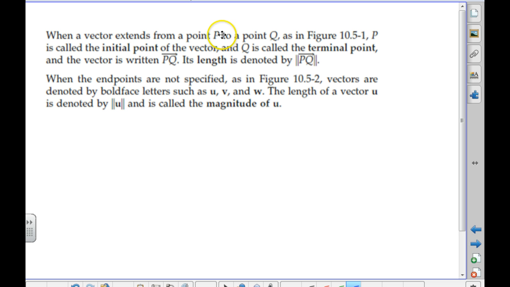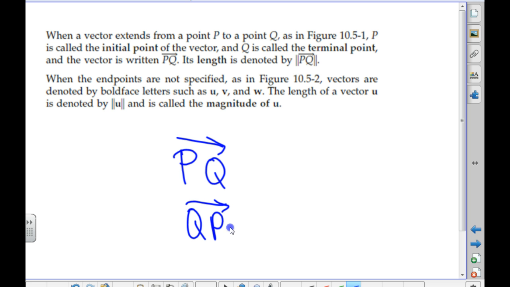When a vector goes from point P to point Q, P is called the initial point, and it is written like this. All right? This is a different vector. Those have the same length, but they're going opposite directions. Does that make sense? If we go from P to Q or Q to P, you're not going in the same direction. But they would have the same length or distance apart. Whichever one is listed first here is called the initial point, and this guy at the back is called the terminal point.